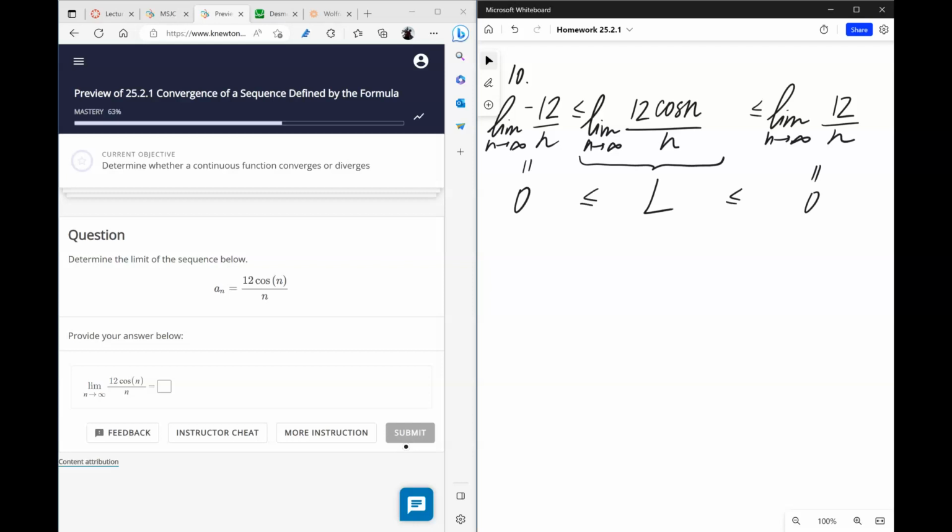So now that your limit is found to be bounded by 0 above and 0 below, the only conclusion here is that L is 0, and this type of argument is called the squeeze theorem.